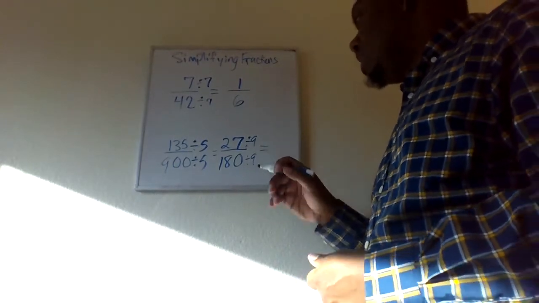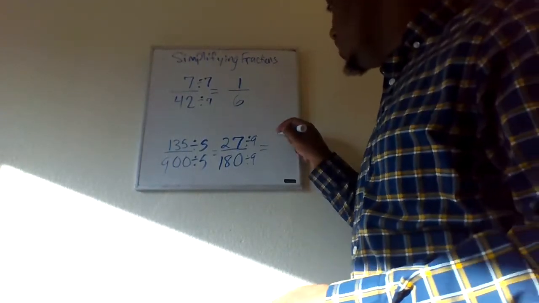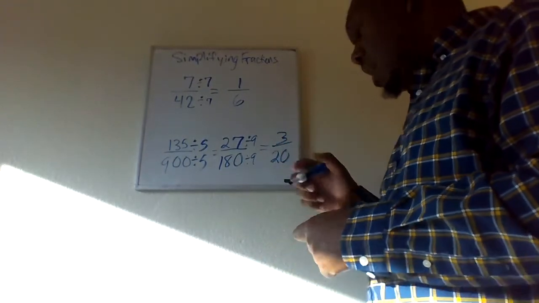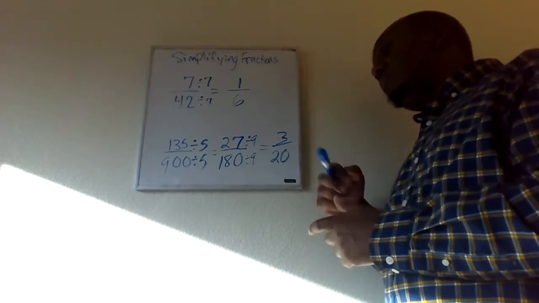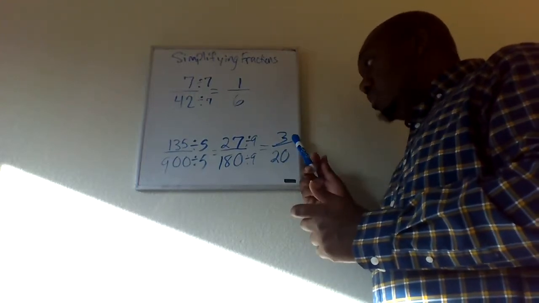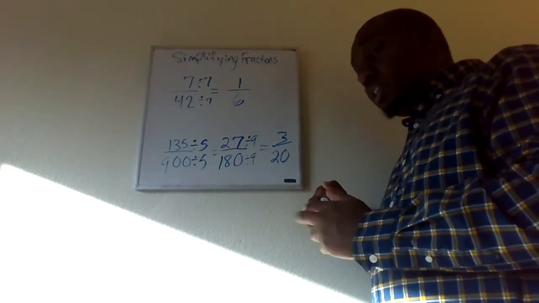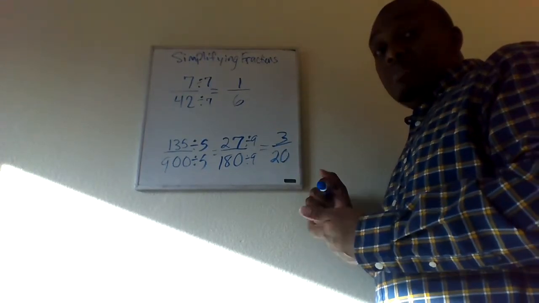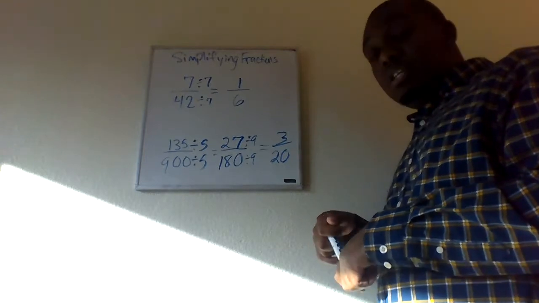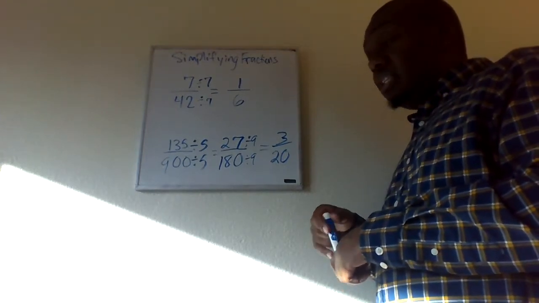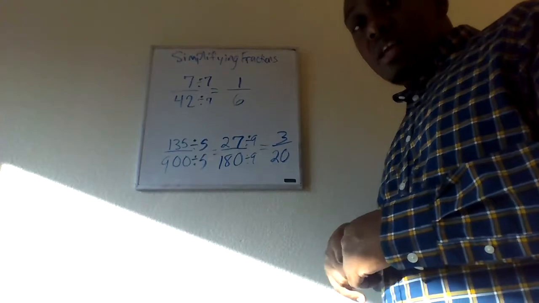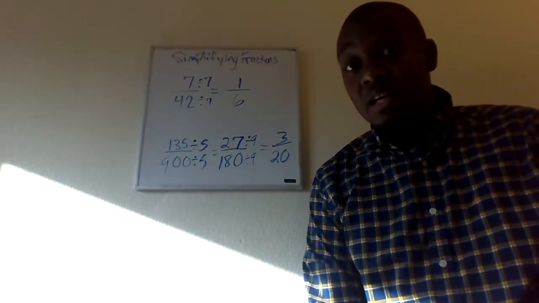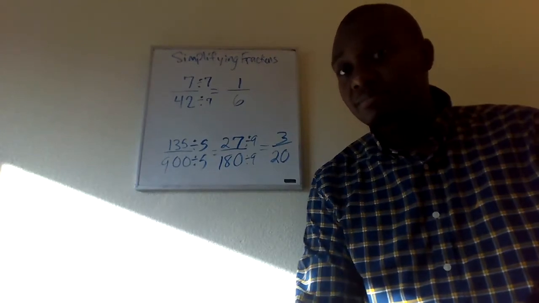So 27 divided by 9 will give us 3. 180 divided by 9 would give us 20. And there's nothing else that we can do to simplify this. The only thing 3 can be divided by is 1 and 3, and 20 cannot be divided by 3, only the 1. So we're done. 3/20 is our answer. So that's simplifying fractions. What is this for? Well, to make yours and others' lives simple. See you soon.